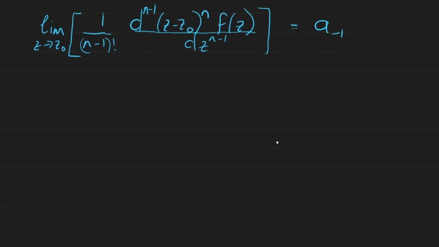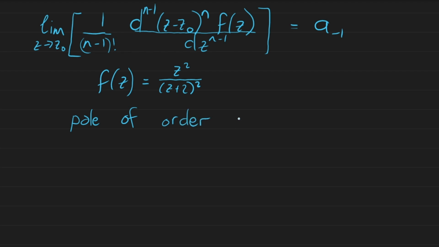So we can see this illustrated in a simple example. Let's just say we have f(z) equal to z squared over (z plus 2) squared. So this is a pole of order 2. We can see that the 2 there is in the exponent. So this is a pole of order 2, and we can apply this expression to find the residue.